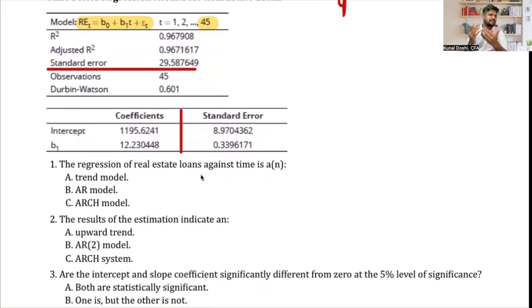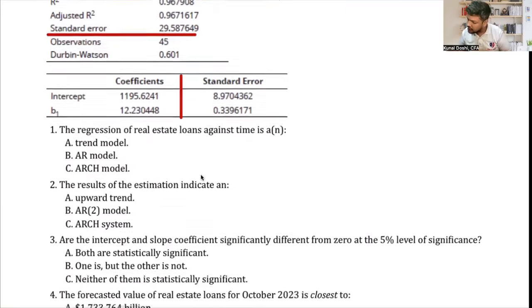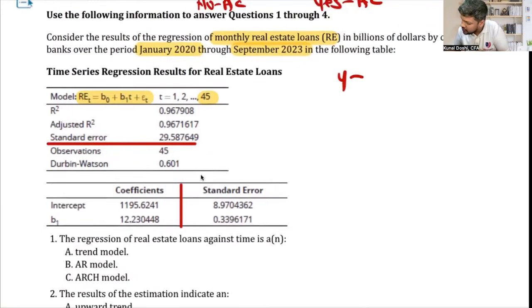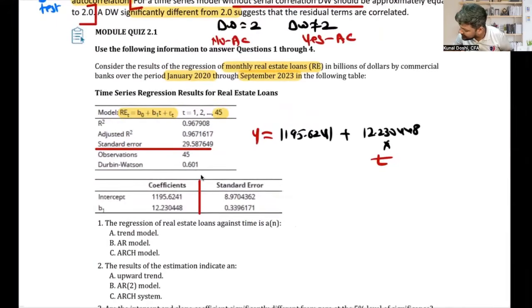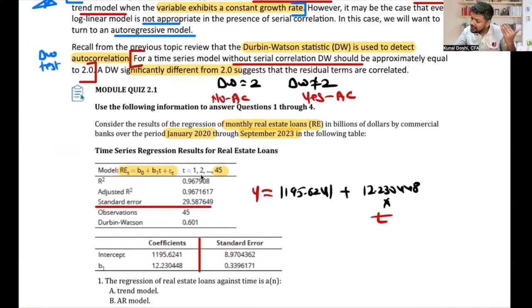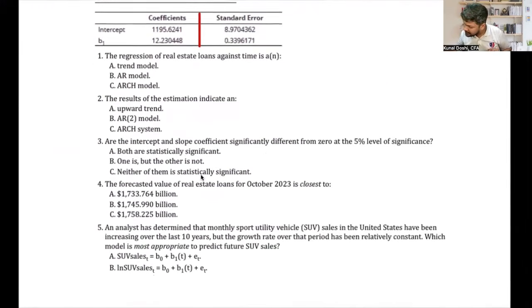Coefficients and the intercept are given to me. If I were to replace that into the model, how will my model look? My y equals b0 plus b1 into time, correct? So I will write my y is equal to 1195.6241 plus 12.230448 into the time, whichever time they tell me. I'll multiply that with the time so that I will get the monthly real estate loan value in billions of dollars.